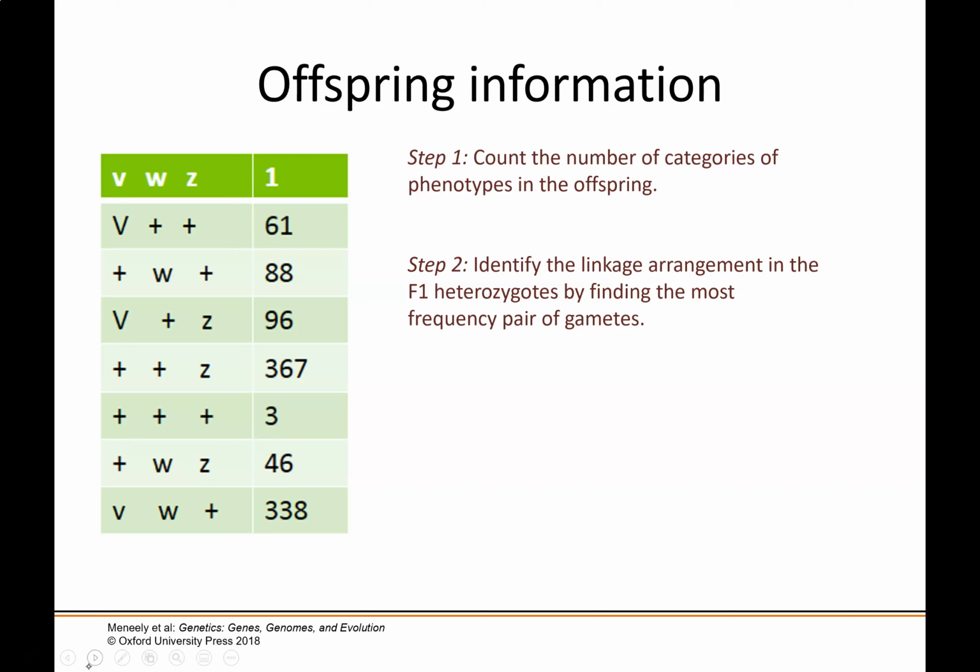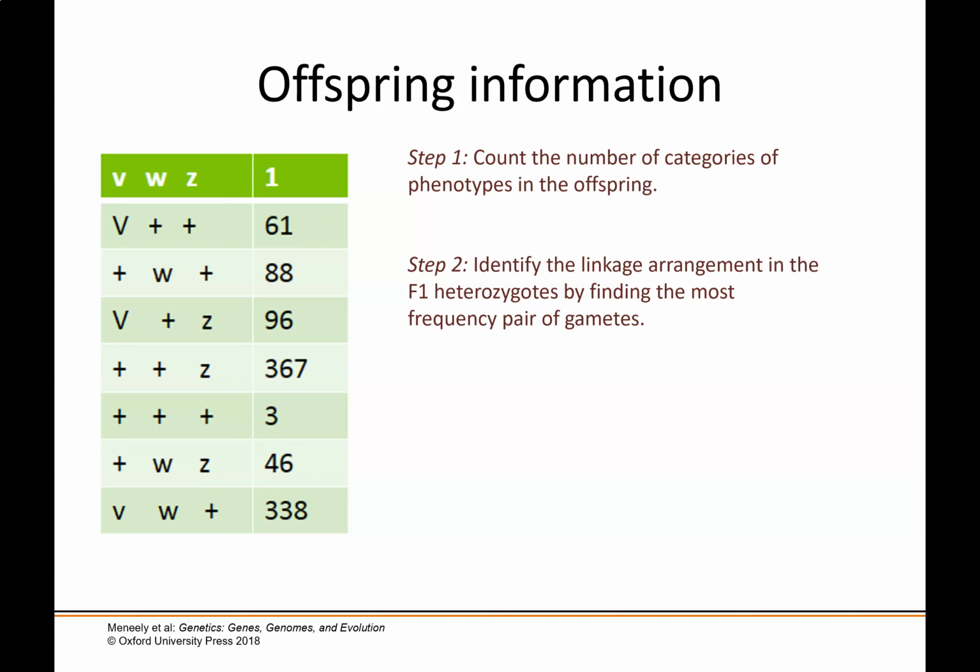All right, so our book says step 1 is to count the number of categories of phenotypes in the offspring. So here we have actually 8 different categories. We should have 8 different categories because that's the total number that you can get from the 2 alleles for each of 3 genes. Sorry, I got a little bit ahead of myself. 2 alleles for each of 3 genes produces 8 categories.